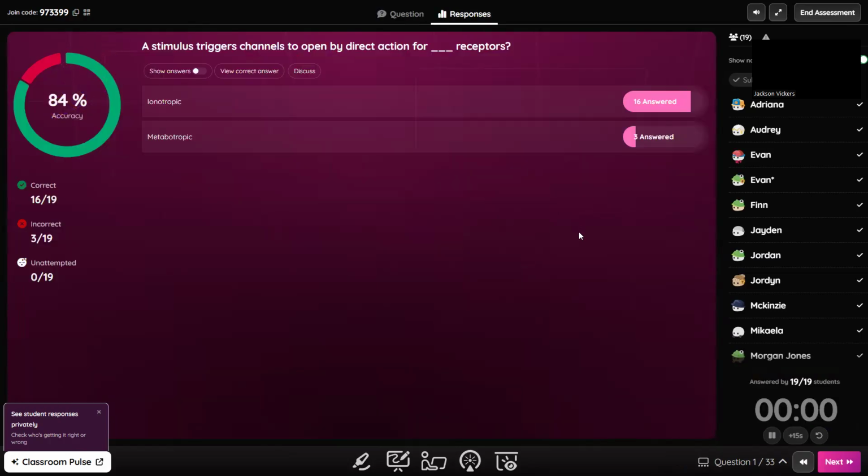Okay, so if you see a question that says direct action, that's going to be ionotropic because that's the ligand, that's the faster route. And if you have metabotropic, it would be something like a GPCR or second messenger. So telling you something like indirect action. That's pretty much that one.